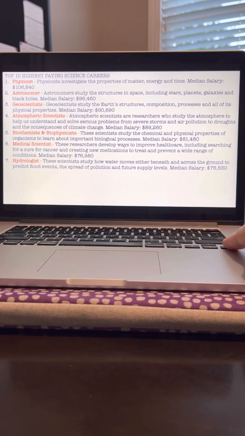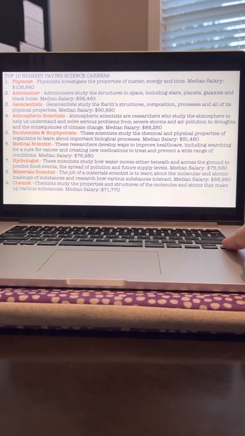These scientists study how water moves beneath and across the ground to predict flood events, the spread of pollution, and future supply levels. Material scientist. The job of the material scientist is to learn about the molecular and the atomic makeups of substances and research how various substances interact. Chemist. Chemists study the properties and the structures of the molecules and atoms that make up various substances.